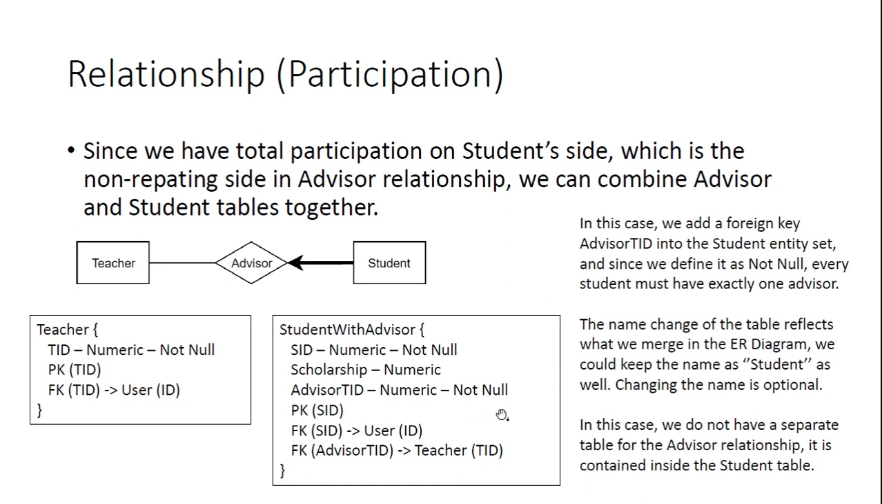So for example, let's say that lots of students are not going to have any advisors. In that case, to create a new student, we are keeping the advisor's TID as well, but we are keeping lots of null values. So we are kind of wasting space. So you can still merge tables without the total participation constraint, but it may not be suitable, or it might waste space. So that's one thing.